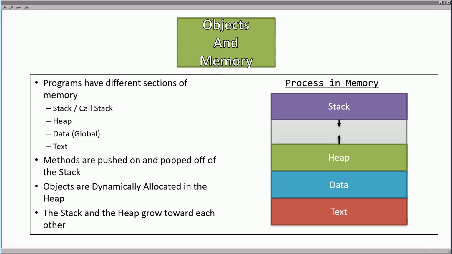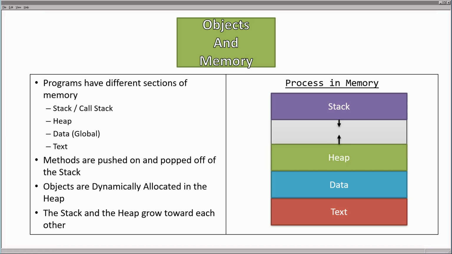Now in this diagram over here, you may notice that the stack looks like it's moving in this direction, and the heap is moving toward it in the other direction. This is how the stack and the heap function inside the memory of a process. They grow from one side to the other toward one another. So every time we call a method, it is pushed onto this call stack and it moves in this direction. And every time we dynamically allocate a new instance of a class called an object, we add that to the heap and it moves in this direction.